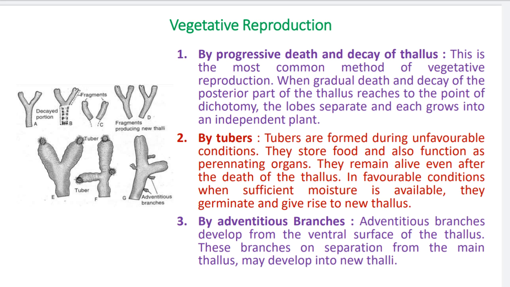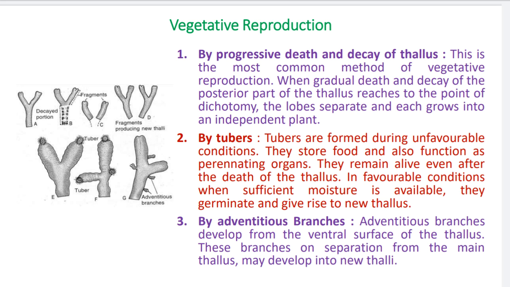First, vegetative reproduction means what? Which thallus is called vegetative? The matured thallus. When the matured thallus, without the help of antheridium, archegonium or any sexual structure, causes reproduction, such reproduction is called vegetative reproduction. This reproduction is caused only by the matured thallus without the help of any sexual structures.